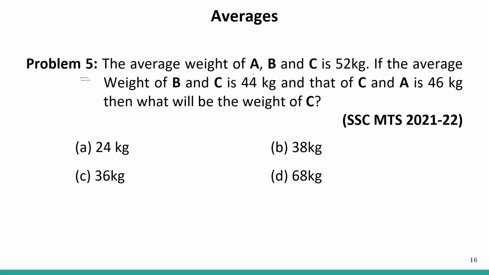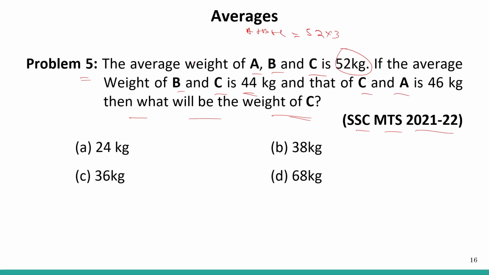The average weight of A, B and C is 52 kg. The average weight of B and C is 44 kg, and that of C and A is 46. What will be the weight of C? This question has appeared in the SSC MTS 2021-2022 paper. So the average weight of A, B and C is this much. So A plus B plus C is equal to 52 into 3 will be their cumulative weight.